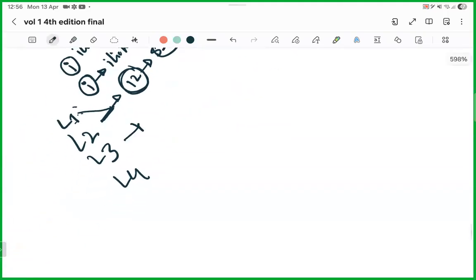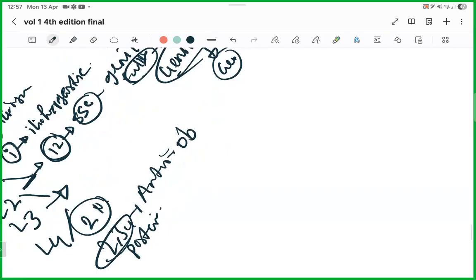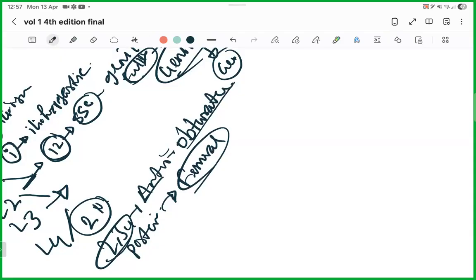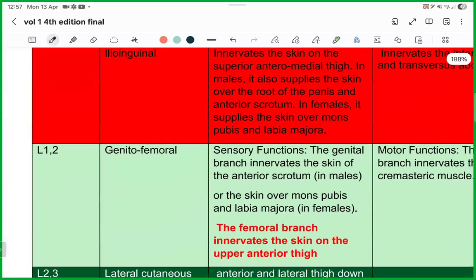Then we have L3. Remember, L2, 3, 4 gives two nerves. L2, 3, 4 has two divisions, anterior and posterior. So anterior is obturator, posterior is femoral. That's it. That's the thing you need to know from lumbar plexus. So these are the nerves of lumbar plexus. What do you need to know?